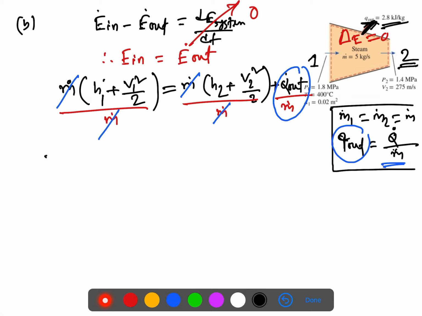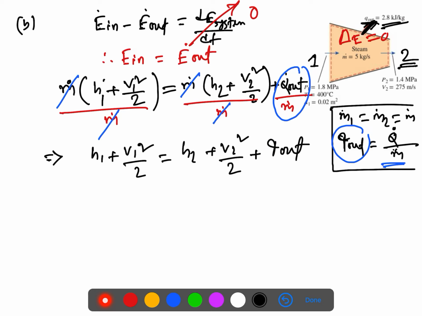So what we can write here is h1 plus V1 square over 2 equals h2 plus V2 square over 2 plus q out. So what we can do, guys, here we know everything. Look, we know h1, previously I calculated from the table. We know V1, we know V2, we know q out. So if we substitute all these values, then we'll get h2, the enthalpy at the exit.